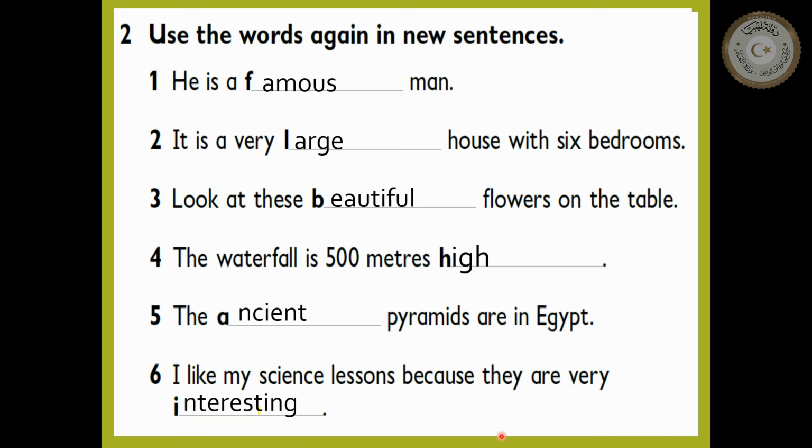The last one: I like my science lessons because they are very interesting. So number 1, he is a famous man. It is a very large house with 6 bedrooms. Look at these beautiful flowers on the table. The waterfall is 500 meters high. The ancient pyramids are in Egypt. I like my science lessons because they are very interesting. Do you like your English lessons? I hope so.